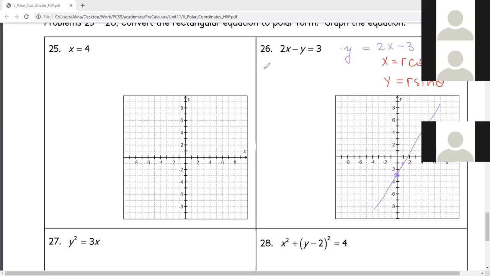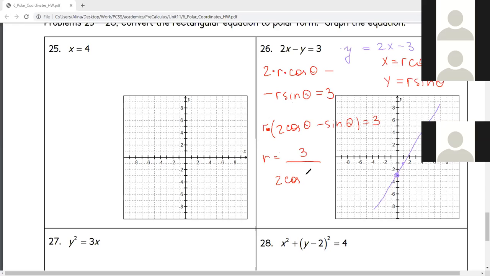Now put it in the equation. 2 times r times cosine theta minus, instead of y, I'm writing r sine theta equals 3. And express r. Let me factor r out. r times (2 cosine theta minus sine theta) equals 3. And divide both sides by whatever coefficient you have after r. r is 3 over (2 cosine theta minus sine theta).